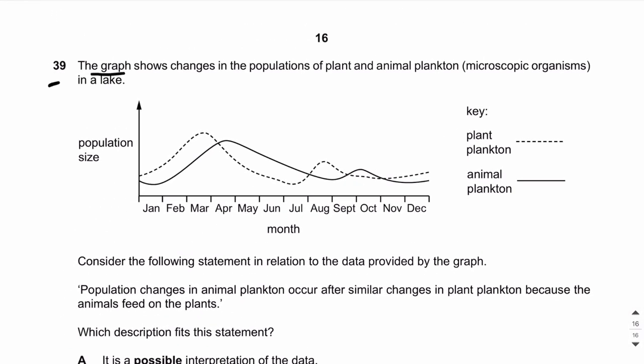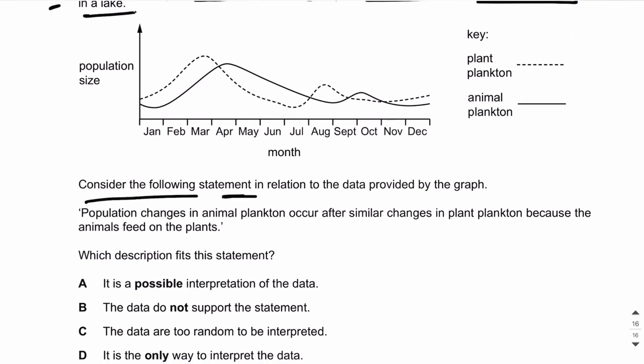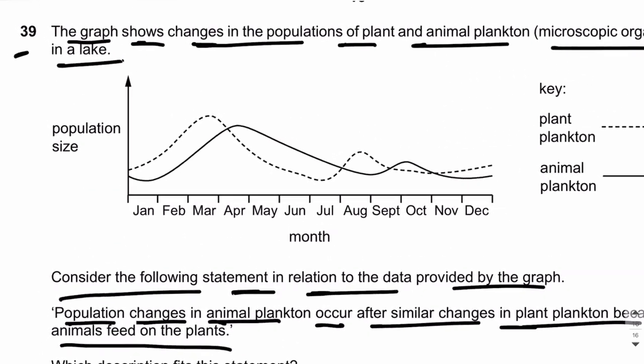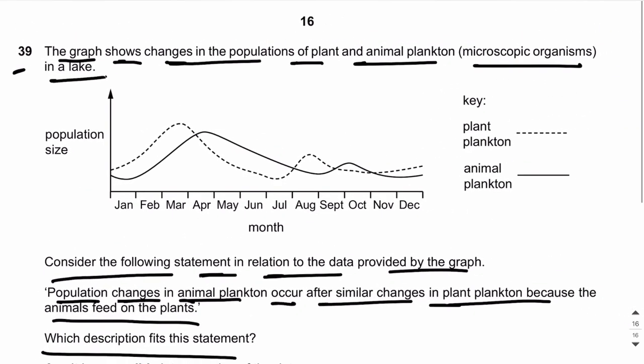The graph shows changes in the populations of plant and animal plankton, microscopic organisms in a lake. Consider the following statements in relation to the data provided by the graph. Population changes in animal plankton occur after similar changes in plant plankton because the animals feed on plants. Which description fits this statement? So guys, let's have a look at the graph. So the dotted line is for the plant plankton and the firm line is for the animal plankton, right?